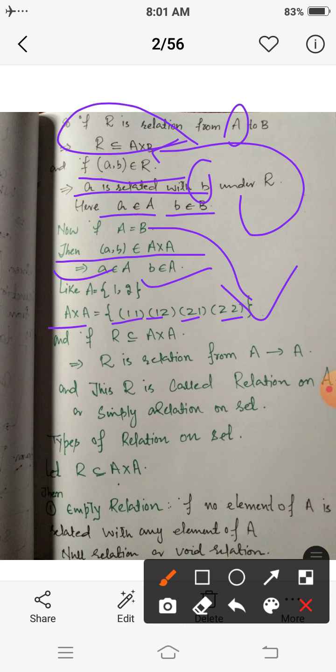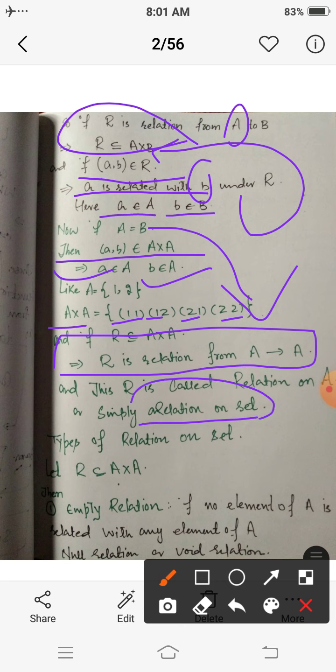Now any subset of this A cross A is a relation from A to A, because it contains the elements of A with itself. This relation is simply called the relation on A, or the relation on a set. Here we have to discuss the relation on a set, not the relation from one set to another set. So what is a relation on a set? It is simply a subset of A cross A, if we consider A as the set.